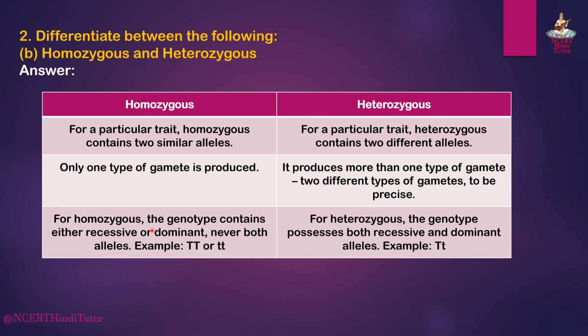For homozygous, the genotype contains either recessive or dominant, never both alleles. Example, T T or small t t. For heterozygous, the genotype possesses both recessive and dominant alleles. Example, capital T and small t.